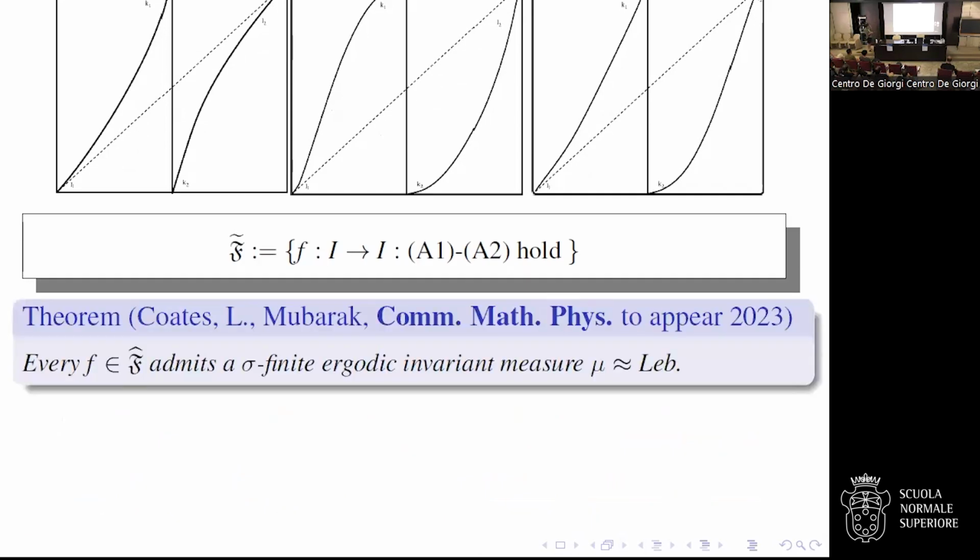Yes, so our first result, this is joint work. We have 2 papers that I'm going to talk about. The first one will appear in Communications in Mathematical Physics, and is joint with Mohammed Mubarak, who was my PhD student from Nigeria, recently graduated, and Doug Coates. And it is that in all cases, with no additional assumption, you always have a sigma finite ergodic invariant measure equivalent to Lebesgue, which generalizes the usual results that are known for the usual intermittency map.